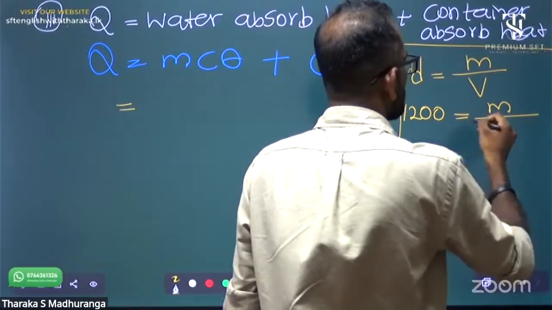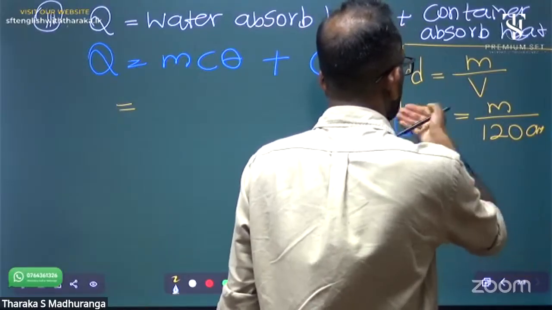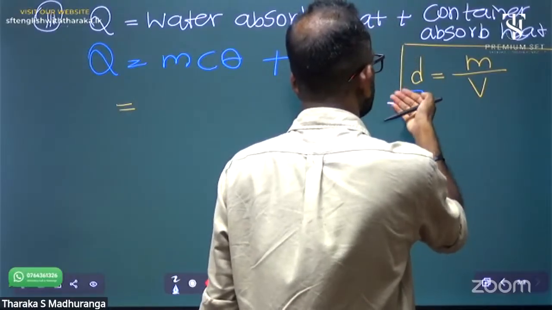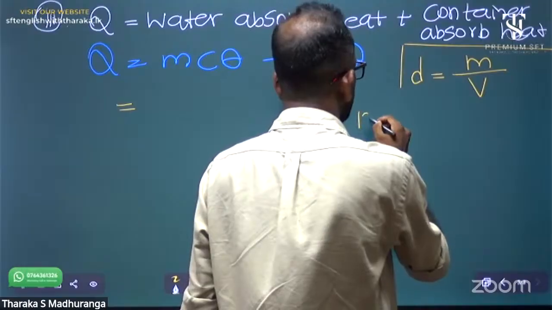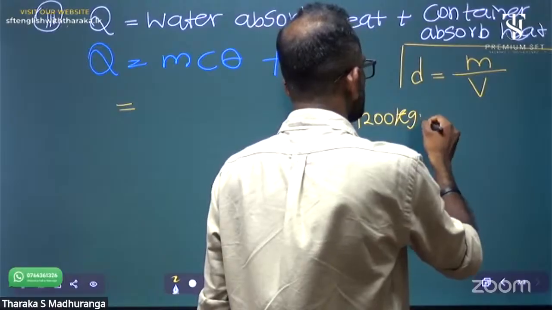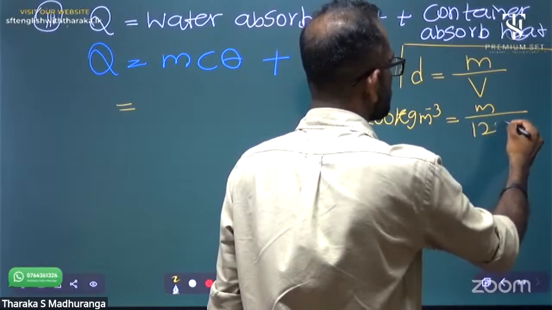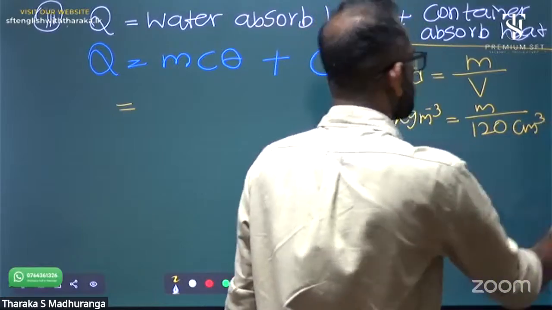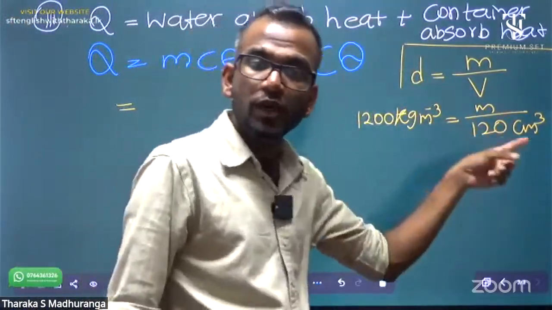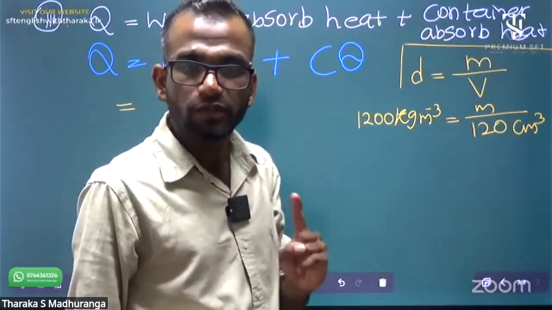Mass. 120 cubic centimeter is the volume, right? 1200 kg m^-3 equals m divided by 120 cubic centimeter. But the problem is, cubic centimeter you have to convert into what? Cubic meters. How to convert? That's the most important thing.